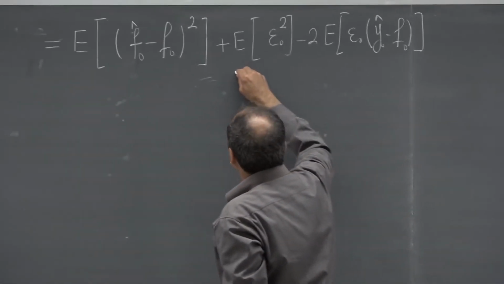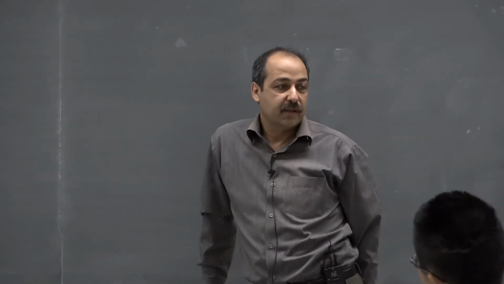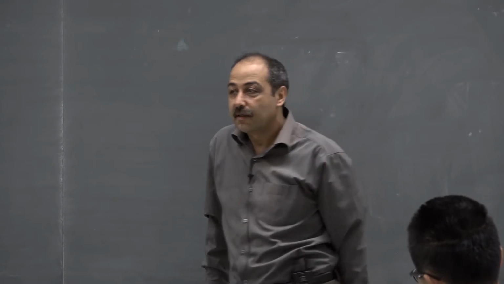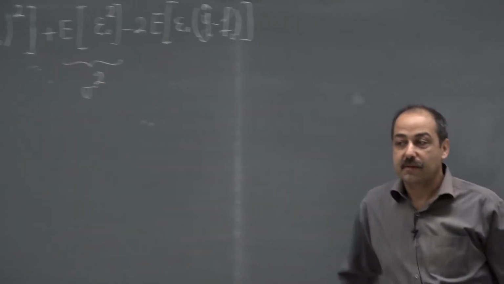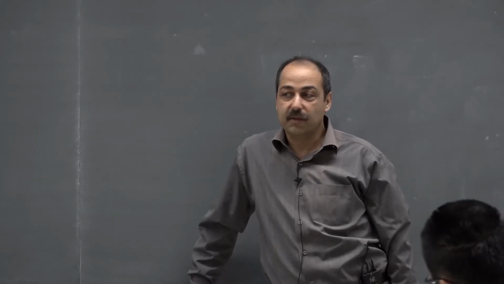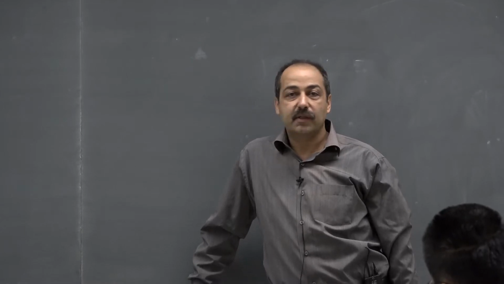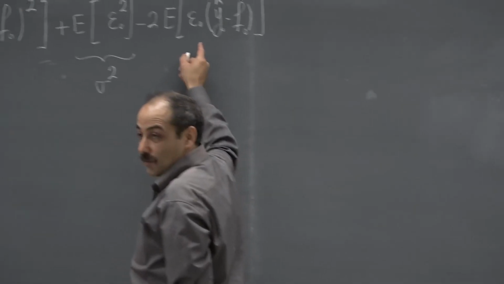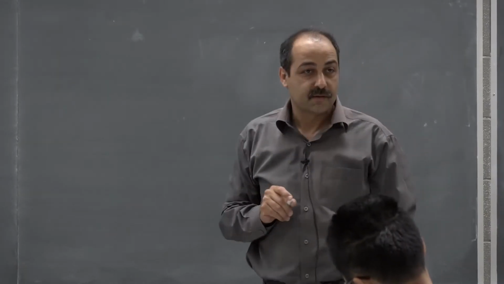So the expectation of epsilon squared. What is it? It's just sigma squared, right? Because epsilon has a normal distribution, centered at 0, and the standard deviation was sigma. Okay, what about this term? Is it 0? Why is it 0?